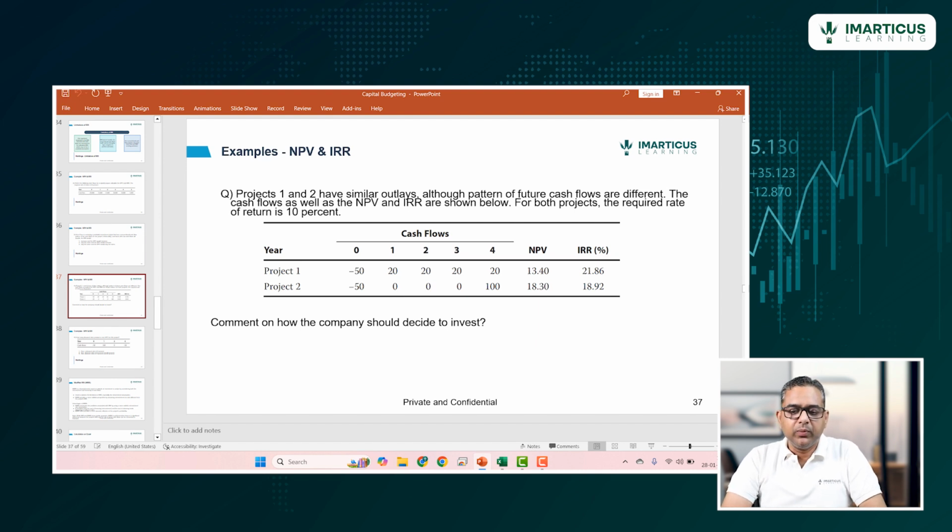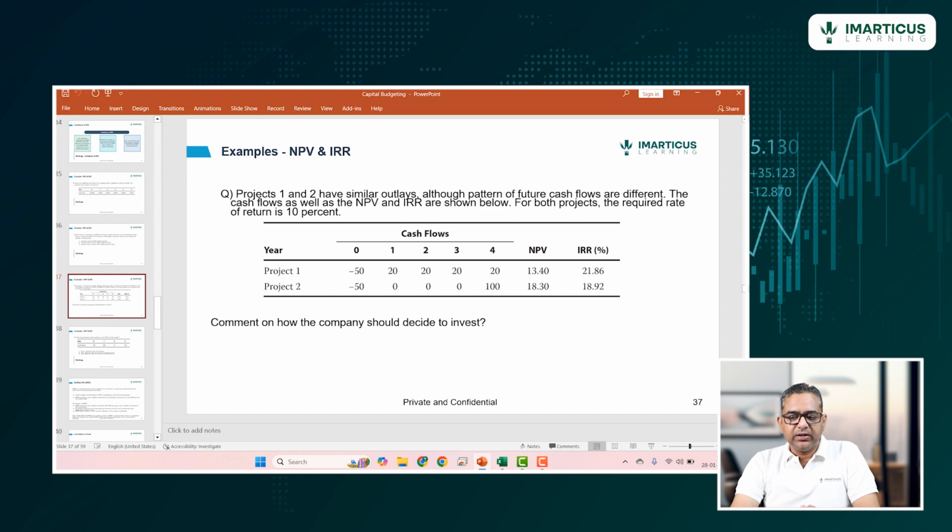Let's look at one more question. Here we are given two projects which have similar outlays. We can see from the table it is minus 50 for both. Although the pattern of future cash flows is different, the cash flows as well as the NPV and IRR are shown below. For both the projects, the required rate of return is 10%. Comment on how the company should decide to invest.